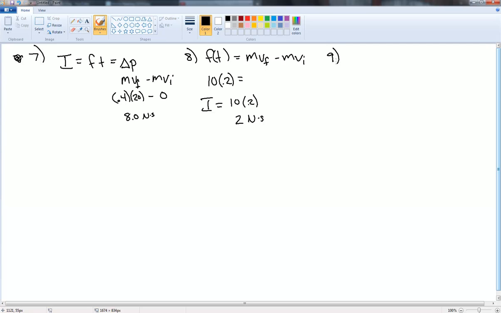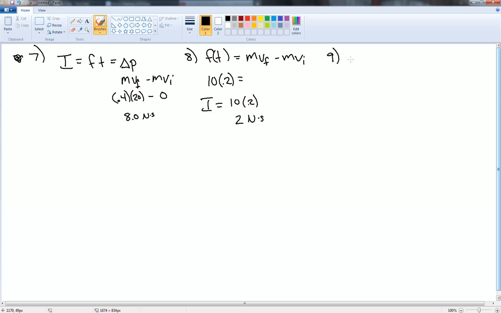All that extra information was kind of just there to, I guess, confuse you, make you decipher what's important and what's not. So let's see, 9. A 40 kilogram mass is moving across a horizontal surface at 5 meters per second. What is the magnitude of the net force required to bring it to a stop in 8 seconds?